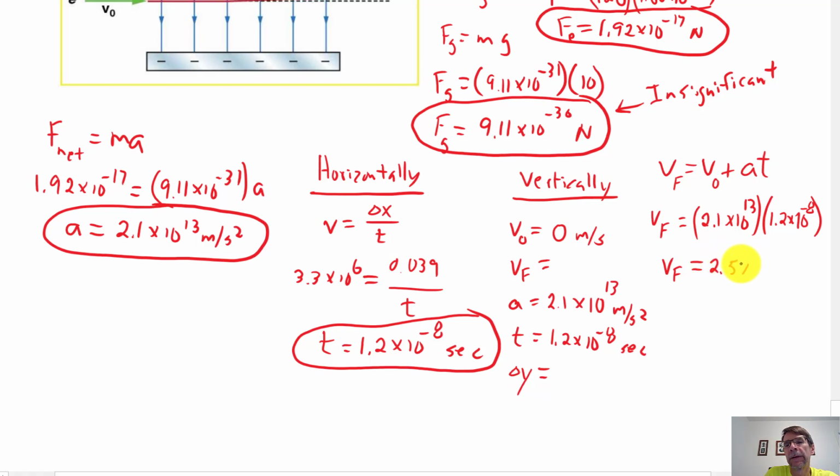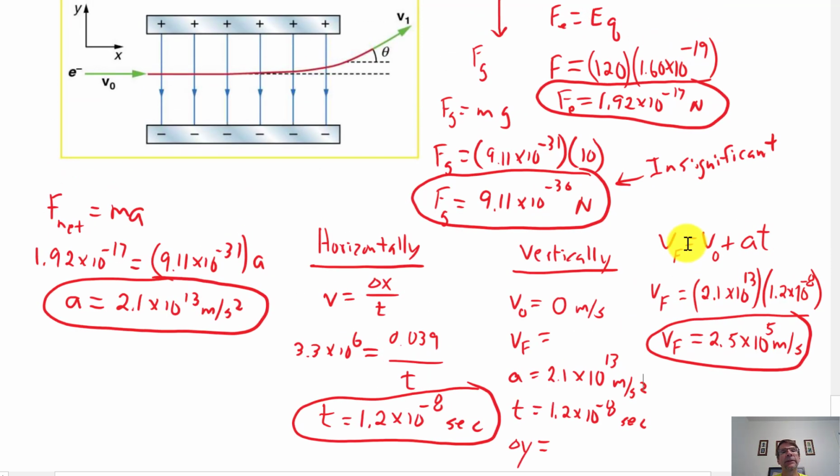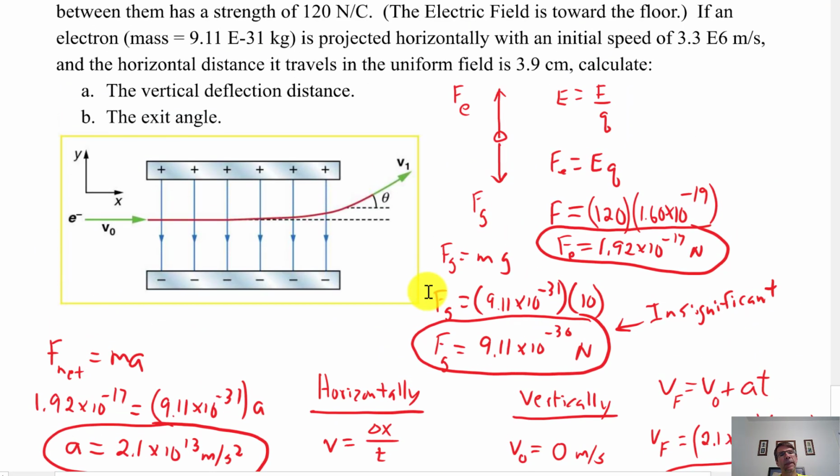2.5 times 10 to the 5th meters per second. Once again, an important number. When it comes out of that gap, that's the vertical velocity. It's been speeding up. It still has the horizontal velocity. That didn't change. That's the vertical velocity. But I also need, actually, I didn't even look at the questions. That's an important number, the exit angle. I'll get back to that.